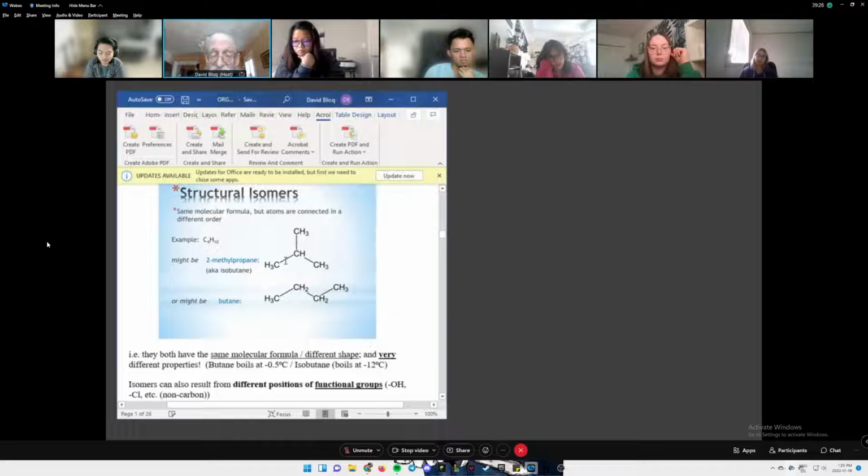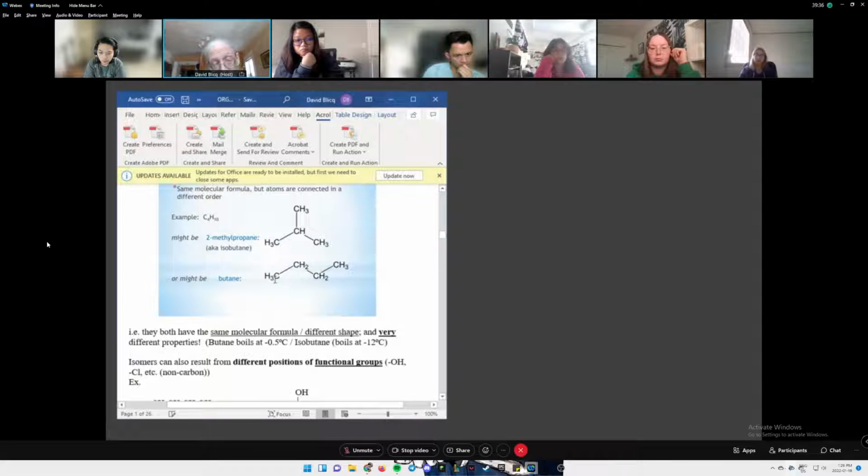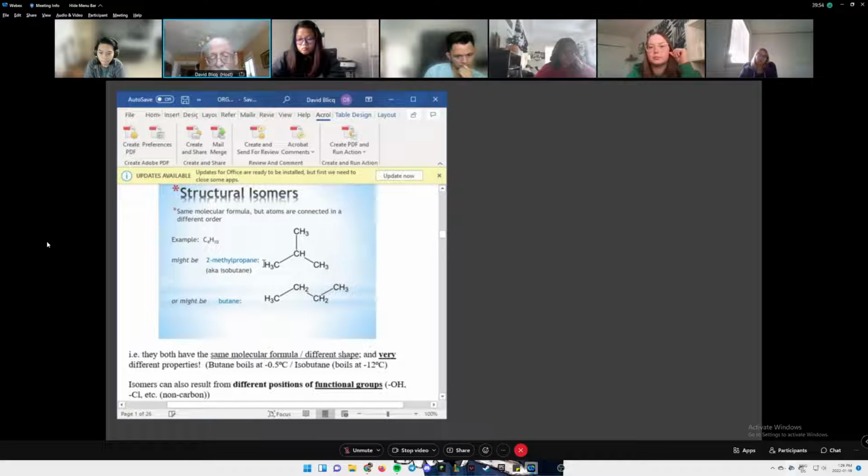I am completely content if you want to name things on a test either way. Not going to get judgy, just as long as I can draw the correct thing from what you write. 1, 2, 3, 4. This is in a row. There is no iso. What's it called? It's called butane.